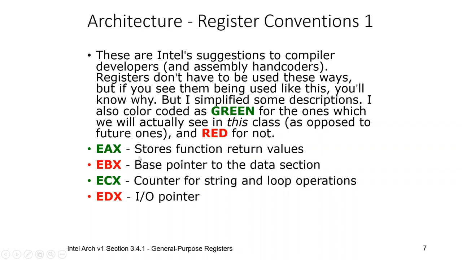It is also used for addition of numbers. EBX is the base register to the data section. This base register is also used for accessing arrays. Suppose you have int a of 10, so say an array which stores 10 integers, then EBX is stored as the base of that array, that is a of 0, and you just access the other elements by ECX count, which is the counter for strings, counter for loop operations, for loop, while loop. So you can also access an array with the EBX and ECX combination, and also with an offset.